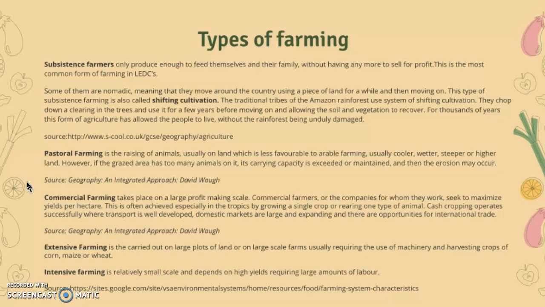And then you have commercial farming, which takes place on a large profit-making scale. They seek to maximize their yields per hectare, so they want to be producing as much as they can and in the most efficient way. Extensive farming is carried out on large plots of land or on large-scale farms, usually requiring the use of machinery and harvesting crops of corn, maize, or wheat. Intensive farming is relatively small scale and depends on high yields requiring large amounts of labor.